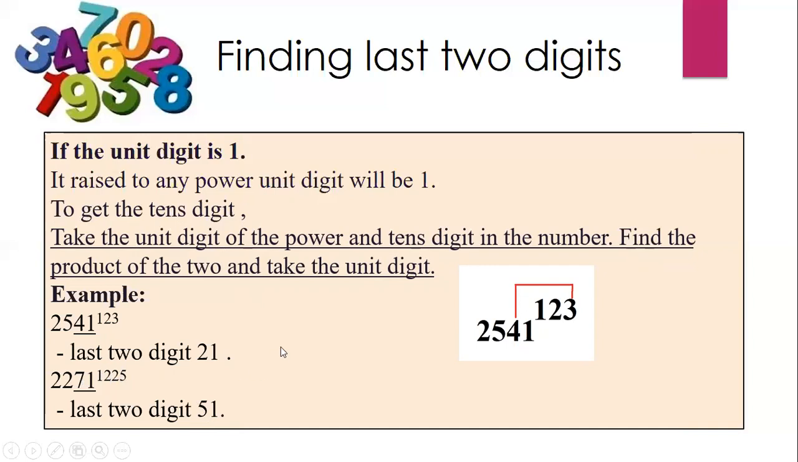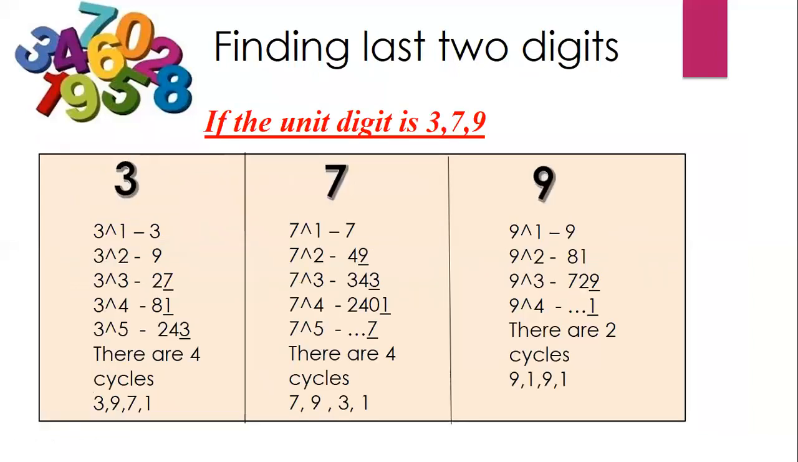Since based on the unit digit we have this easy method, we apply the same rule for numbers ending in 3, 7 and 9, because here we can make the unit digit 1 by raising it to the power of 4 or power of 2. For 3, we have the cycle 3, 9, 7, 1, so we can make the unit digit 1 after every fourth power. Same way for 7: 7, 9, 3, 1. For every fourth power, we'll have unit digit 1. For 9, 9 power 1 is 9, 9 squared is 81, so every two powers I can make my unit digit 1.